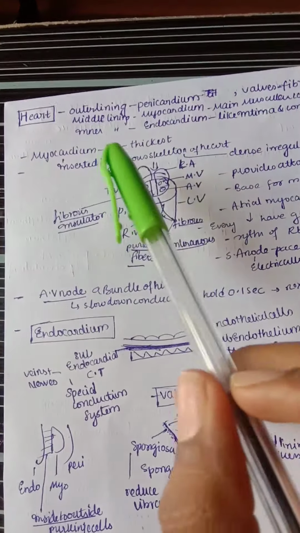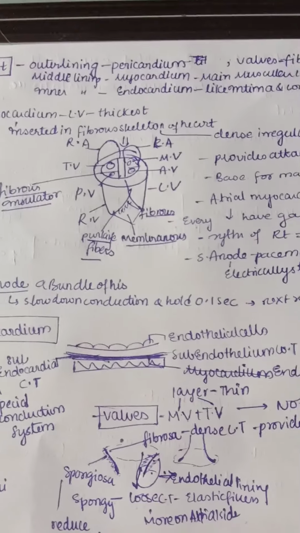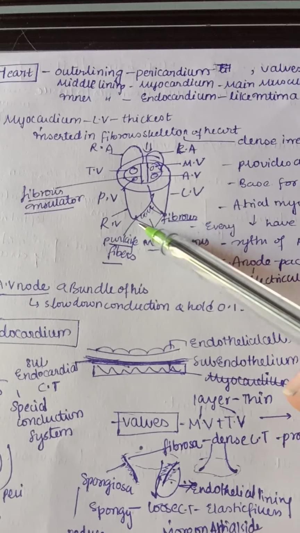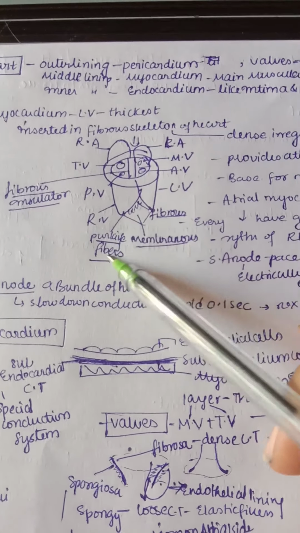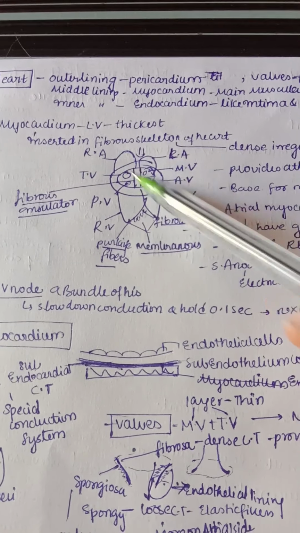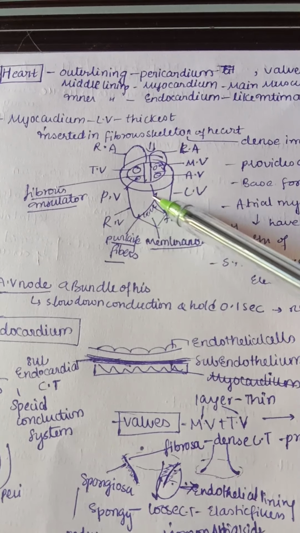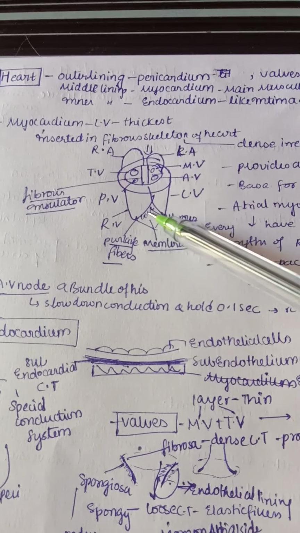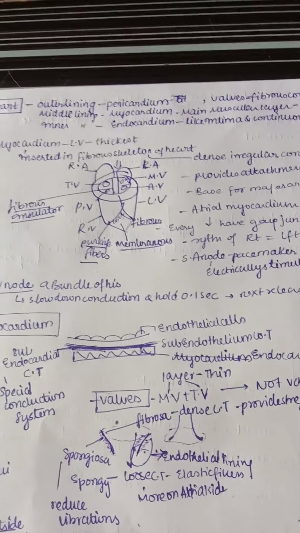So the SA node is present over here. Next the AV node is present over here. Next is the bundle of His, which contains the Purkinje cells, and then the fibers that shoot out, which are known as Purkinje fibers. So this is the conduction pathway starting from the SA node to the AV node, next to the bundle of His, that is the right and left bundle branches, and next to the Purkinje fibers. This is how an electrical impulse is passed in the heart.